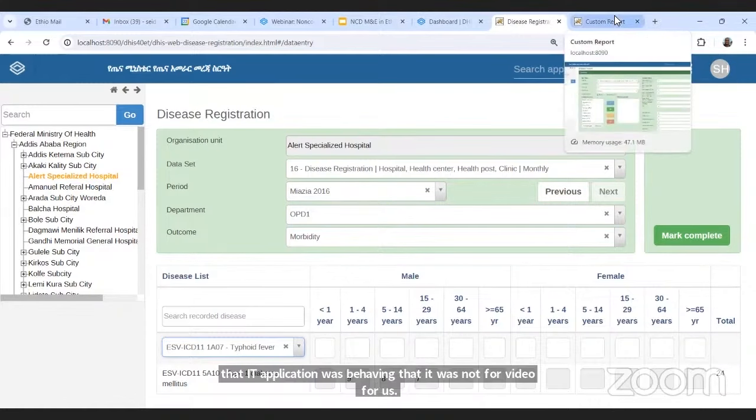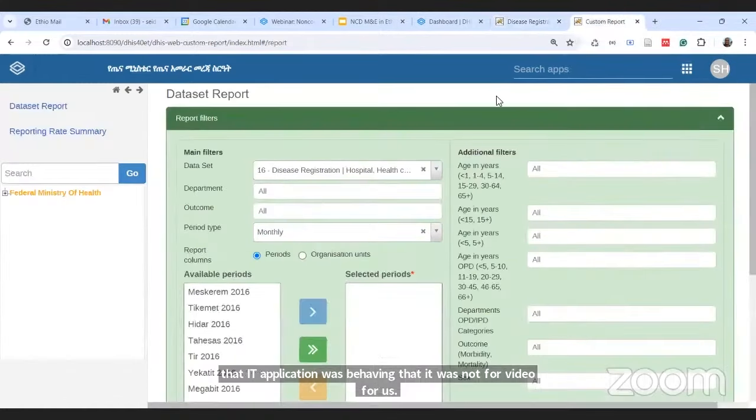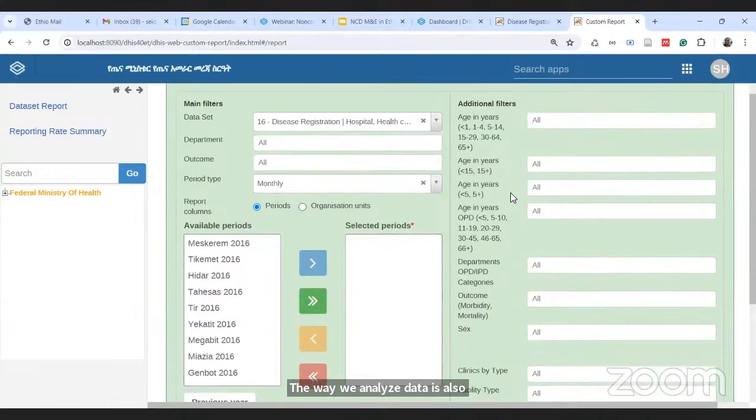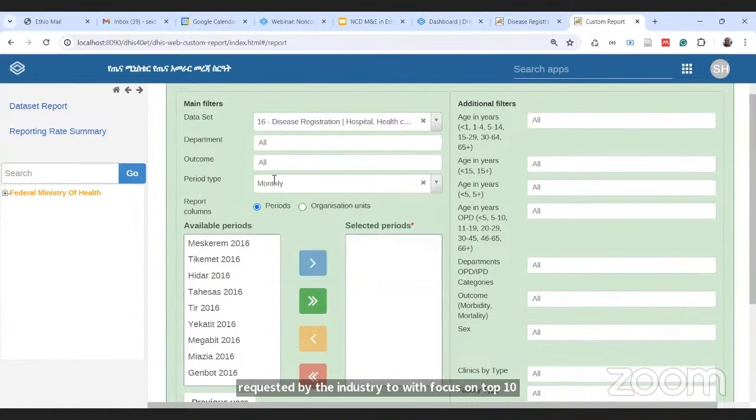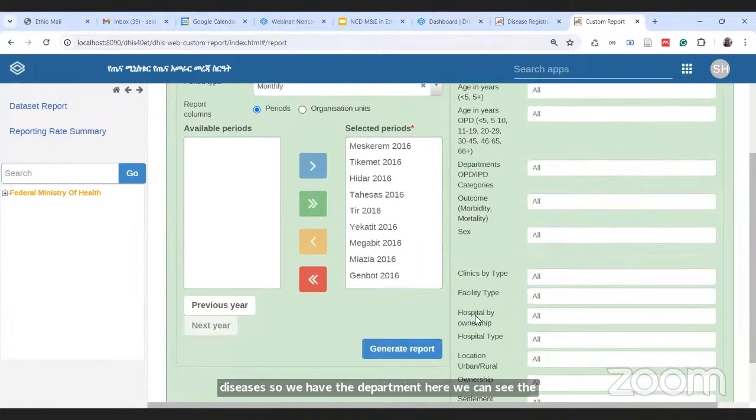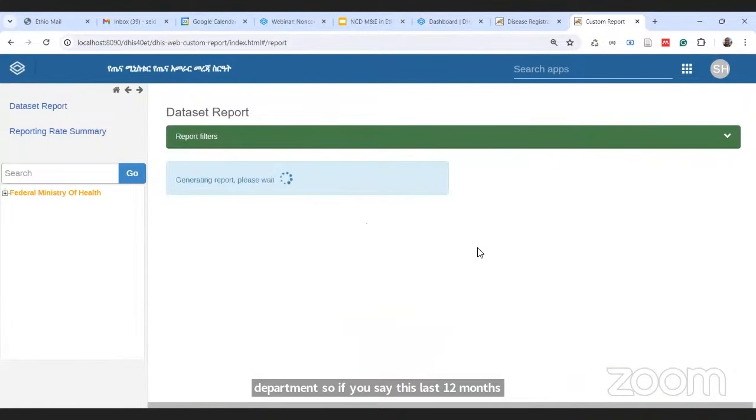The way we analyze data is also different here. This is requested by the ministry to focus on top 10 diseases, top 20 diseases. So we have the department here, and you can filter by department. If you select the last 12 months and generate a report, it will give you the disease incidence, the number of diseases that occurred at my facility, ordering them.